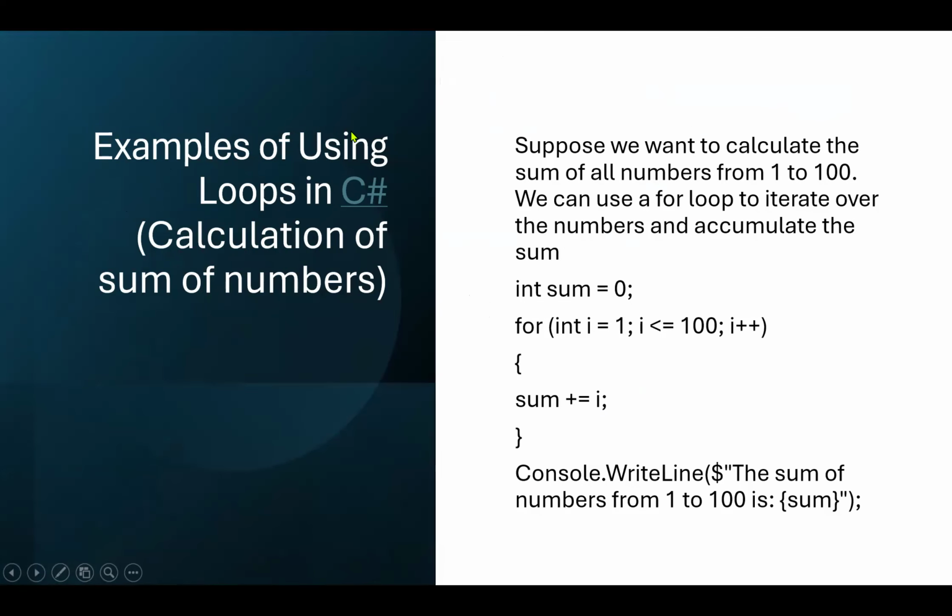For some basic examples of using loops in C#, we could use them for calculating the sum of numbers. Suppose we want to calculate the sum of all numbers from 1 to 100. We can use a loop, and in this case, it's a for loop that we're using to iterate over the numbers and accumulate the sum. And this is the code that we could use for that. The initialization code, then you can see the condition, and then you can see the block of code.